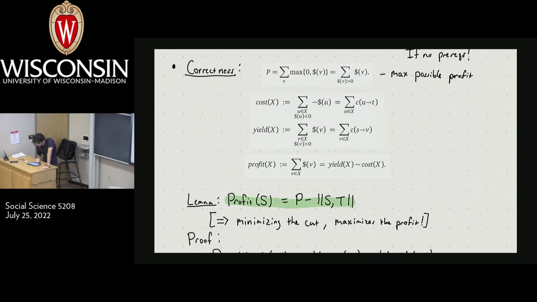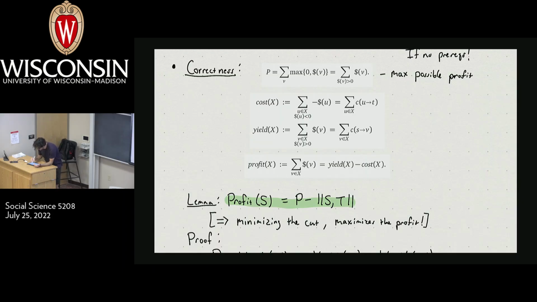So then what this lemma here says is that the total profit of S is the total profit ever possible minus the capacity of the cut. And so if we minimize the capacity of the cut, we're maximizing that net difference, which is our profit.